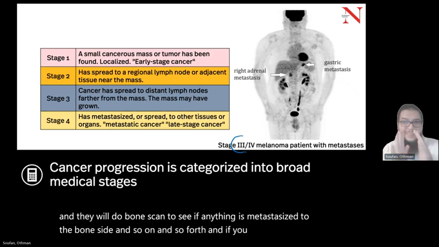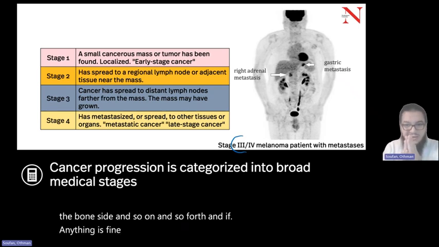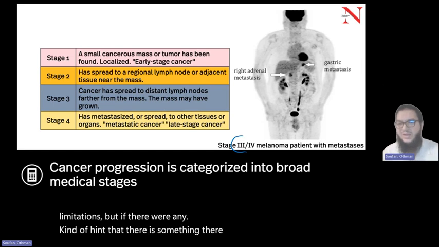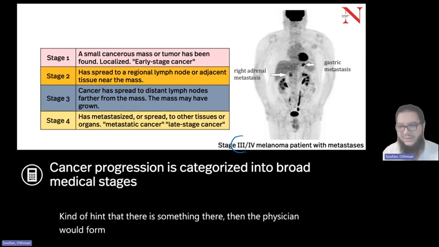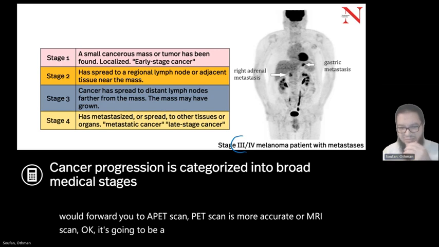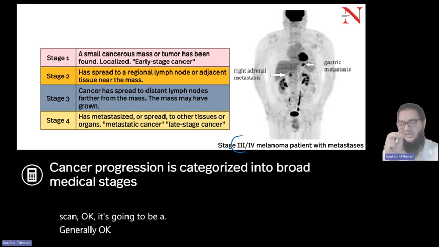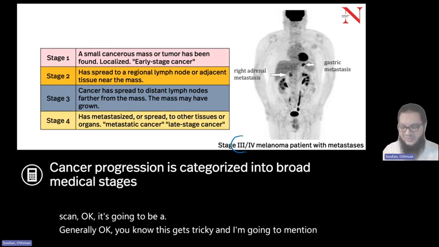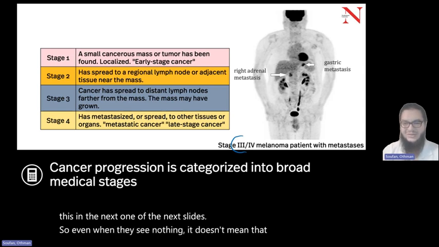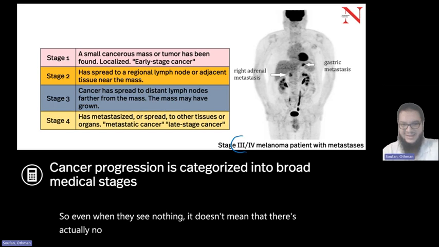And if anything is felt, because these technologies again have certain limitations, if there were any kind of hint that there is something there, then the physician would forward you to a PET scan. PET scan is more accurate, or an MRI scan. Okay. This gets tricky, and I'm going to mention this on one of the next slides. So even when they see nothing, it doesn't mean that there's actually no cell that went into another position in the body. That is stage 4.